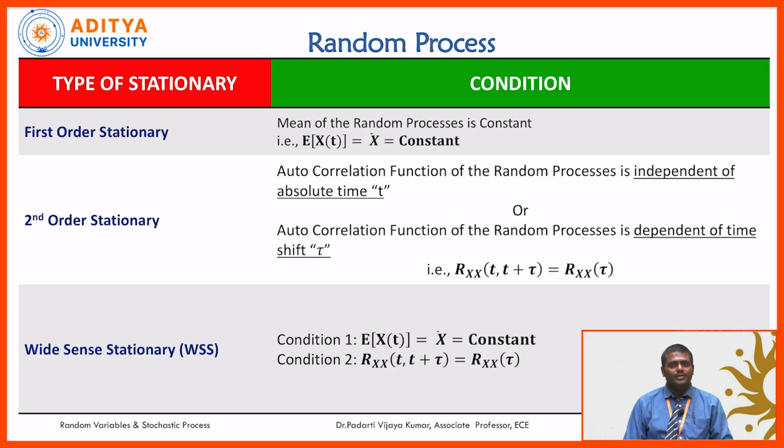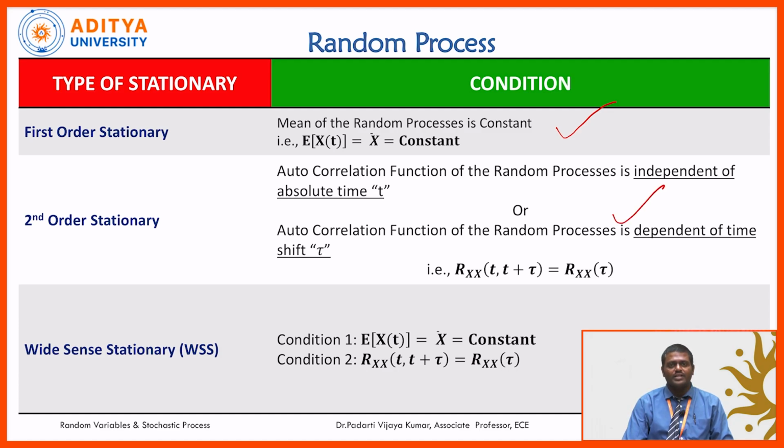Okay. So in the earlier session, we have seen the mathematical definitions of stationary random process, first order stationary random process. When do we say a random process is first order stationary? When the mean of the random process is constant. When you compute mathematically the mean of a random process, if it is constant, then we can conclude it is a first order stationary random process.